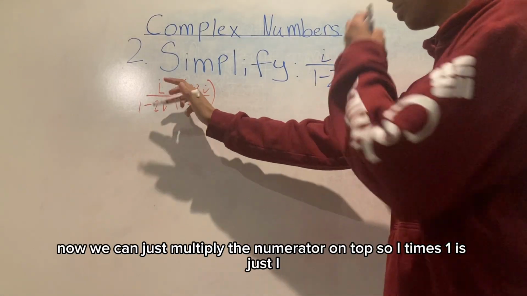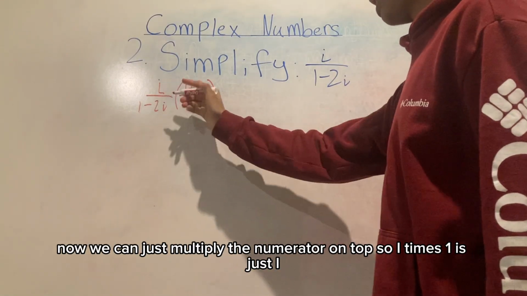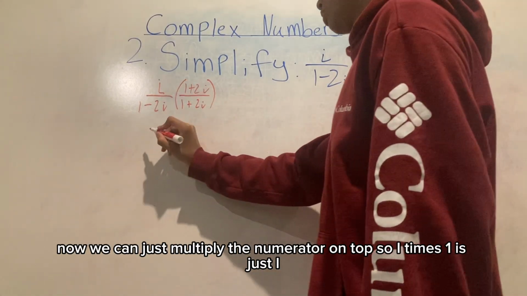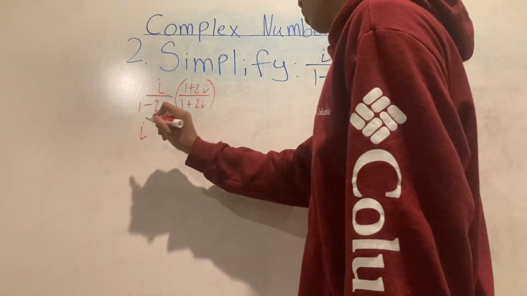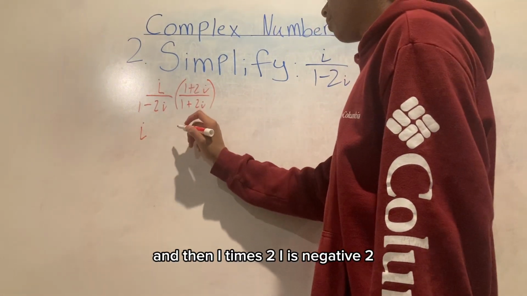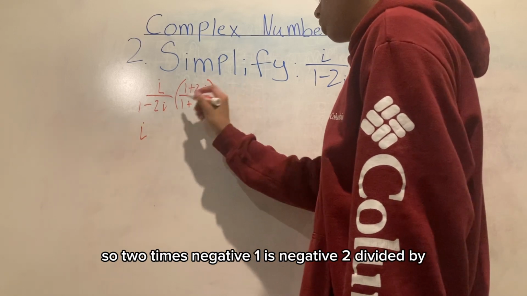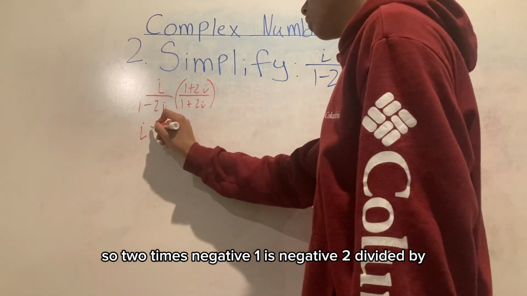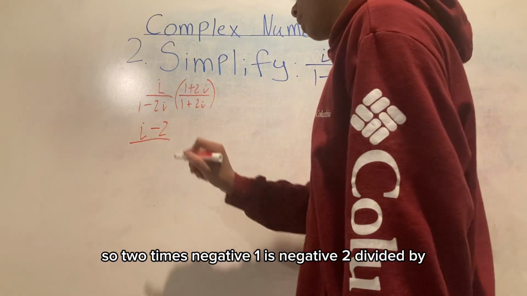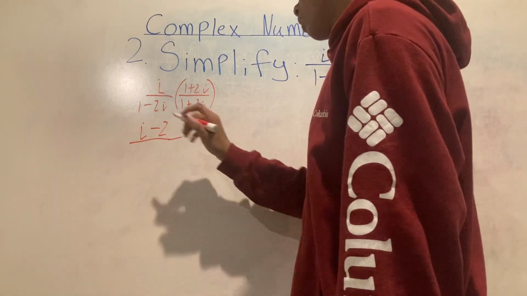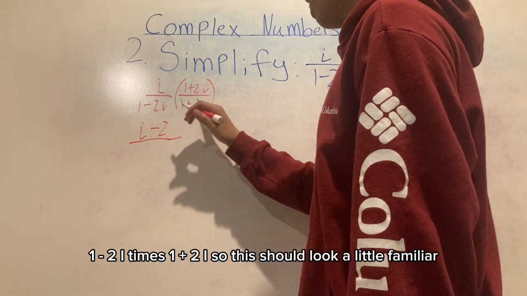Okay, now we can just multiply the numerator on top. So i times 1 is just i. And then i times 2i is 2i squared, and remember i squared is negative 1. So 2 times negative 1 is negative 2, divided by 1 minus 2i times 1 plus 2i.